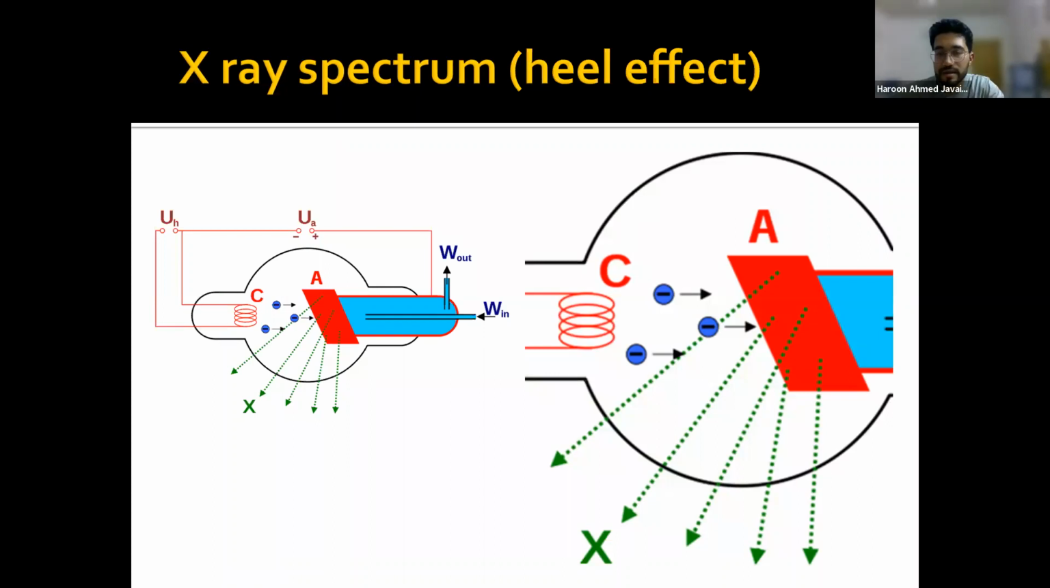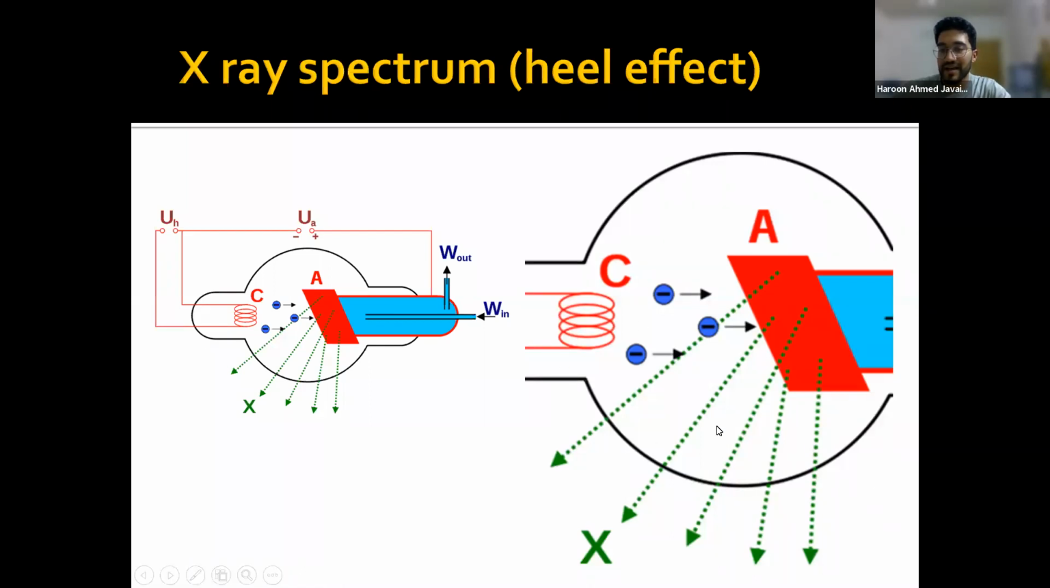Okay. So don't worry about this. What exactly is this graph? We'll get to it. Don't worry. Okay. So now let's talk about the Hill effect. Okay. So what is the Hill effect? Basically, it's not important for you guys, but the Hill effect basically means it's another phenomenon that affects the amount of energy of the X-rays released.